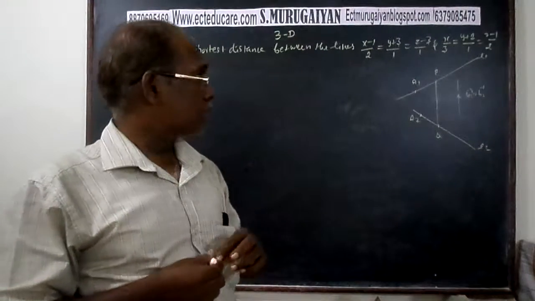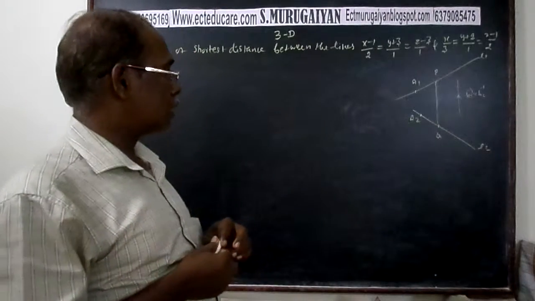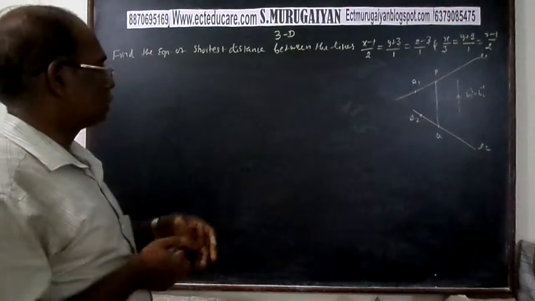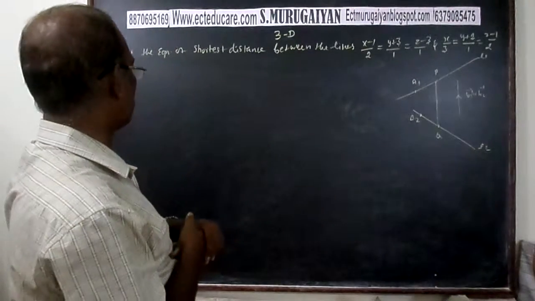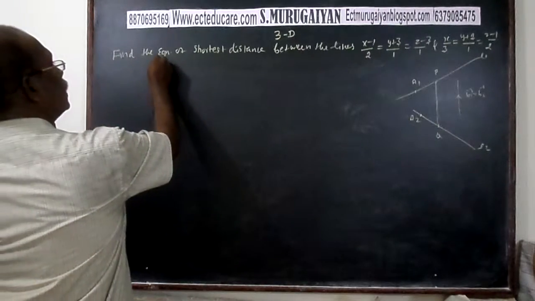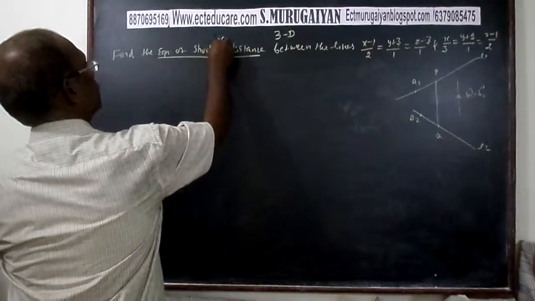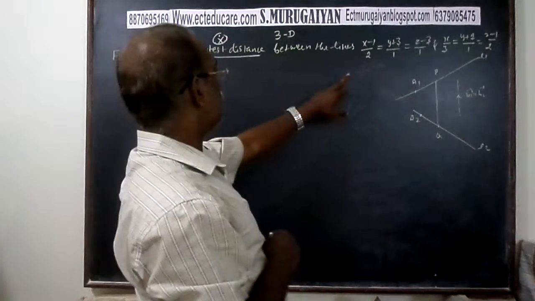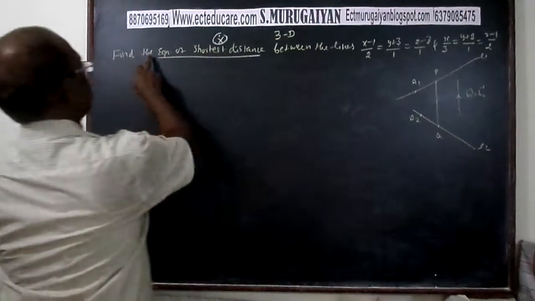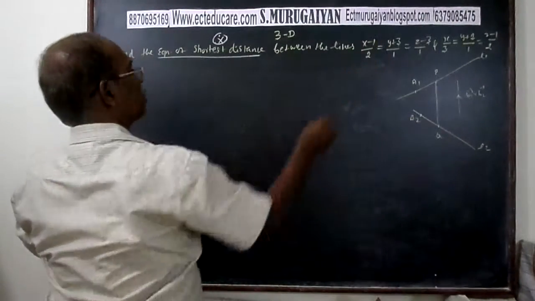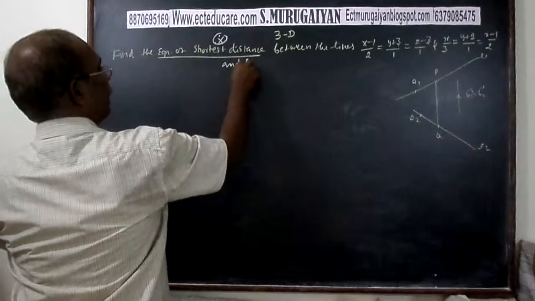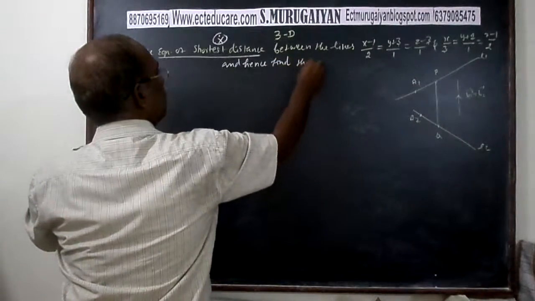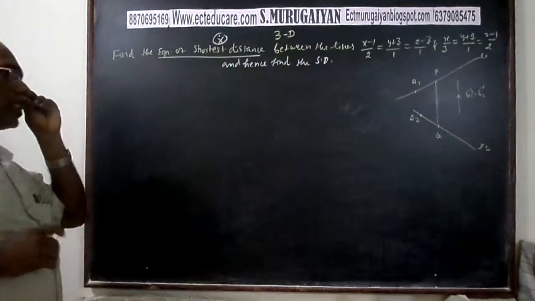Hello students, today's class we are going to discuss shortest distance related problems. It is a totally different type of routine problem. In what way is the question different from a routine problem? We should first find the equation of shortest distance, very important. So find the equation of shortest distance between these two lines, and hence find the shortest distance. This is the nature of the question.